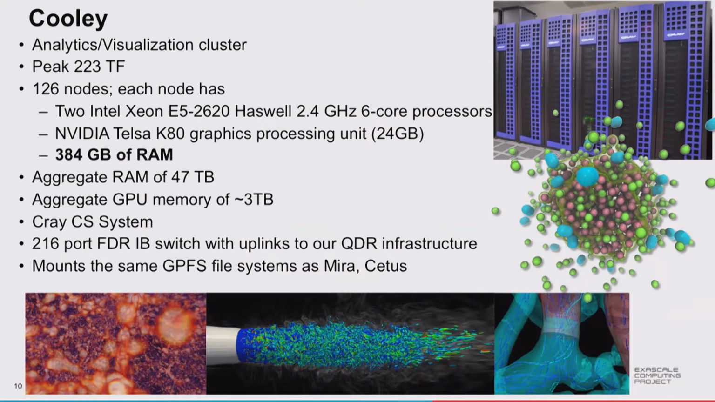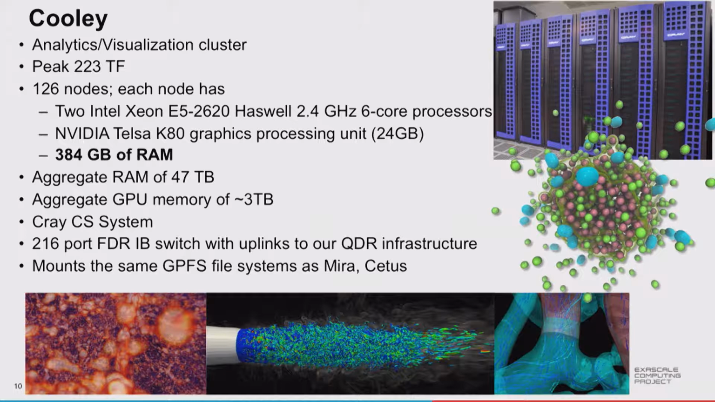So taking a look at resources. You might be familiar now with Cooley. I think most of you have run some stuff on Cooley, probably doing more computational work, but we actually use it primarily as an analysis and visualization cluster. It has 126 nodes, each with lots of memory, 384 gigabytes of RAM per node, some high, medium end processors now, and a couple of high-end graphics cards.